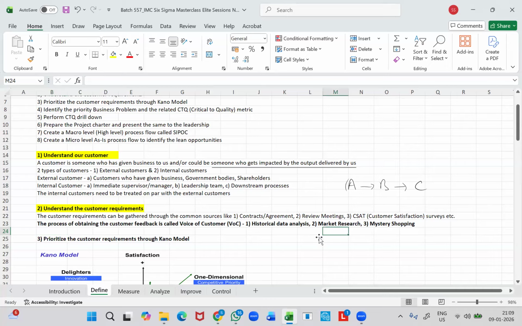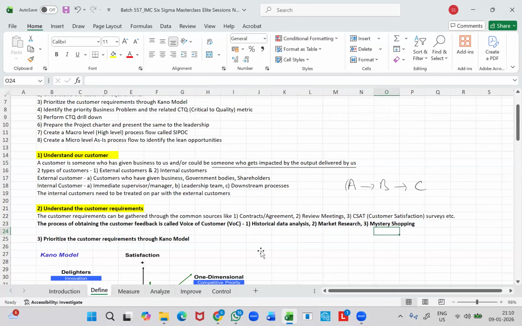The next one is the market research. It's a very common approach, right? As and when we float our product or our service, and the customers start using our product or service, then we can always conduct a market research to find out whether the customers are happy with our product or service. So market research is a very, very common practice which would help us to gather the customer feedback. But the third one is a unique one. It's called mystery shopping. So what is this mystery shopping? Right, it's a new technique.